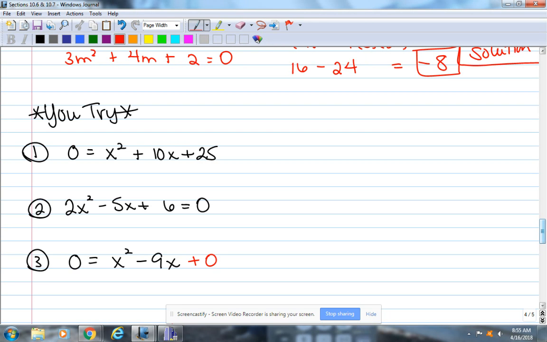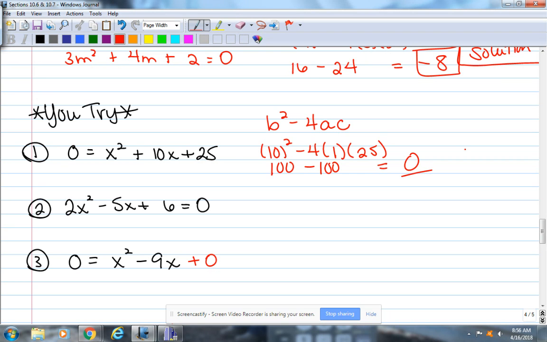All right, so what is my formula for a discriminant, y'all? B squared minus 4AC. What's my B in number 1? 10 squared minus 4 times what's A? What's C? What's 10 squared? What's negative 4 times 1 times 25? Minus 100. What's 100 minus 100? How many solutions do we have? 1 solution. Raise your hand if you got 0 for the discriminant and 1 solution for number 1.